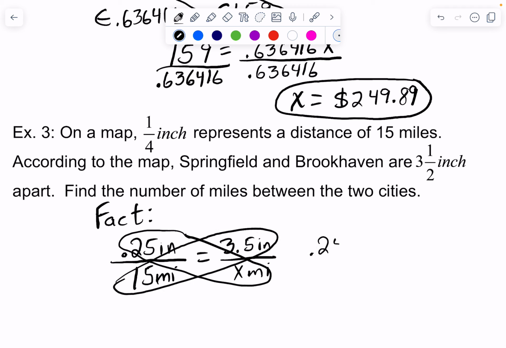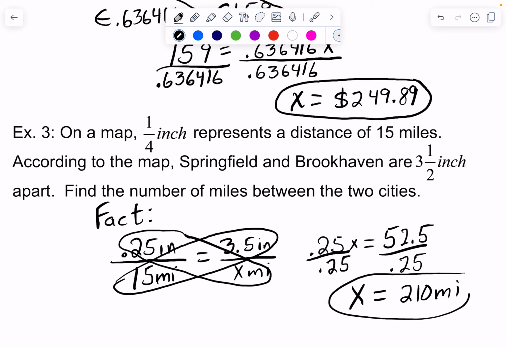You're going to get 0.25x equals 3.5 times 15. Let's use our calculator here to calculate the value. I made a mistake: 15 times 3.5 is going to equal 52.5, divided by 0.25 to solve for x, and x equals 210 miles, because that's what we were looking for.